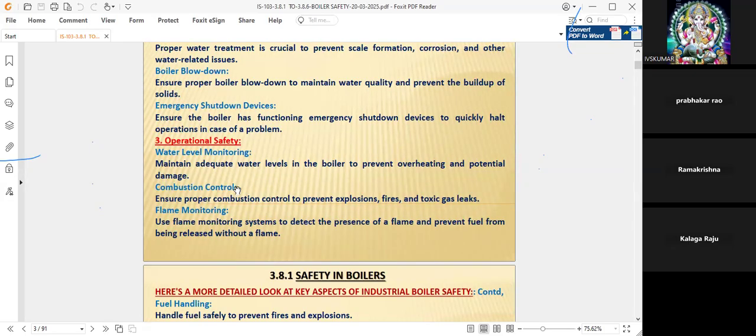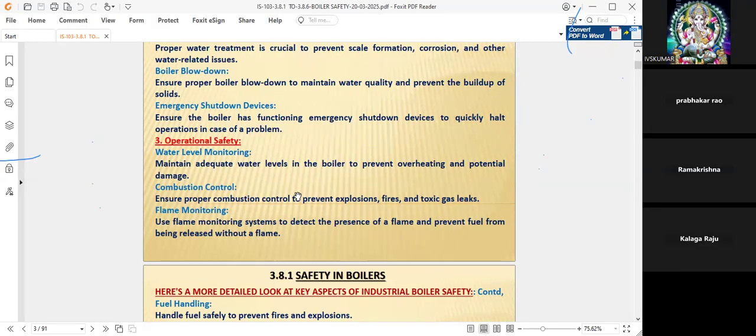We have to see that the steam production is also stable, and the product coming after the liquor firing or coal firing. You have to see that the cinder or ash content is perfect. Otherwise, your combustion is not perfect. Arranged oxygen, that is where combustion control is very important. Ensure proper combustion control to prevent explosions, fires, and toxic gas leaks also.